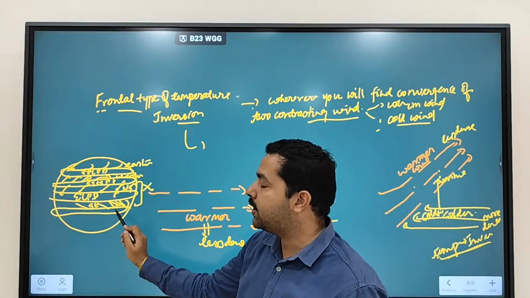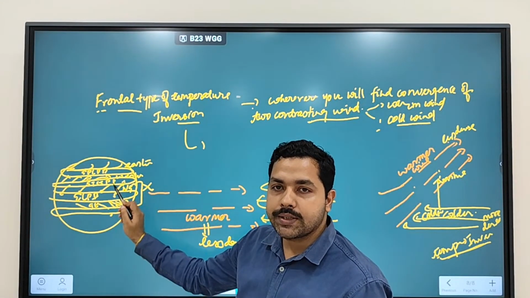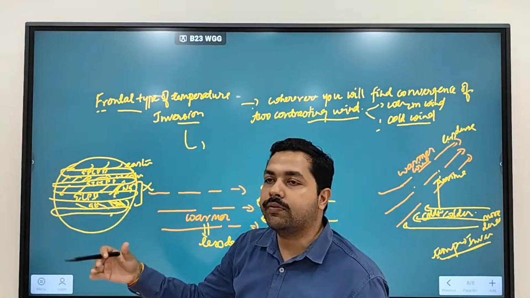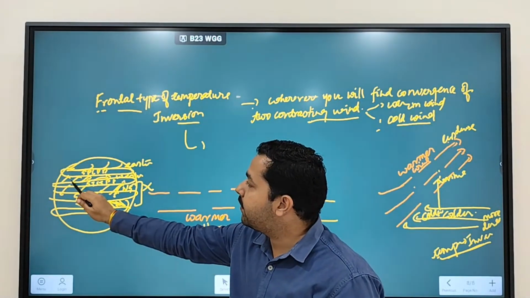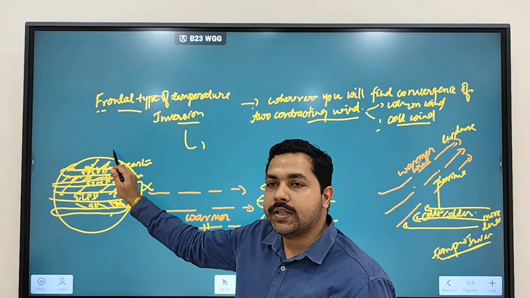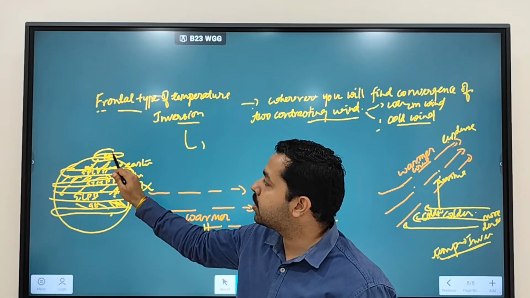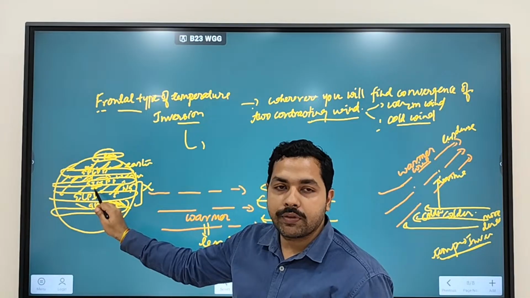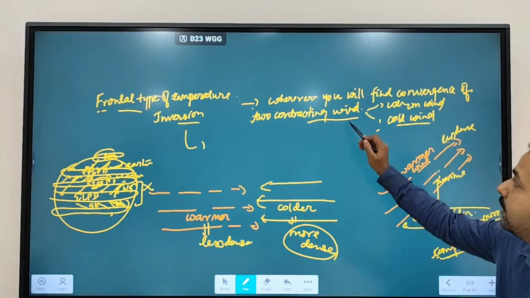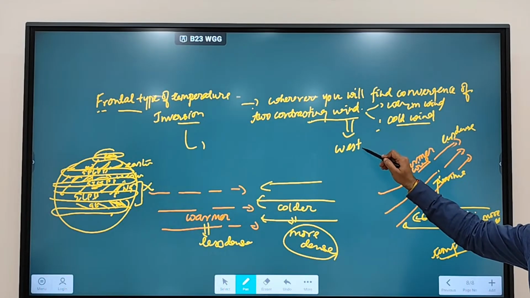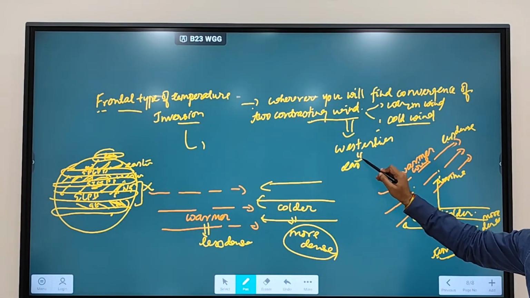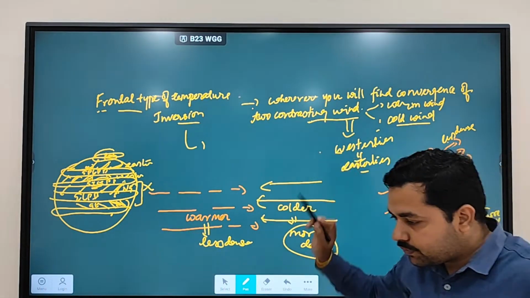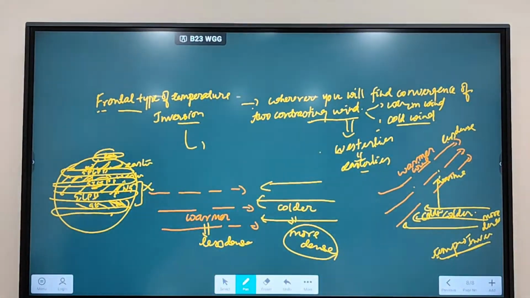The Tropic of Cancer also receives heat, and the Tropic of Capricorn also receives heat. So both are hotter winds. When both are hotter, frontal inversion will not be formed. When westerlies and easterlies meet, what is happening? Easterlies come from the polar region, so they are a colder wind, while westerlies come from the tropics region, so they are a hotter wind. When westerlies converge with the easterlies, you will see the frontal type of temperature inversion.